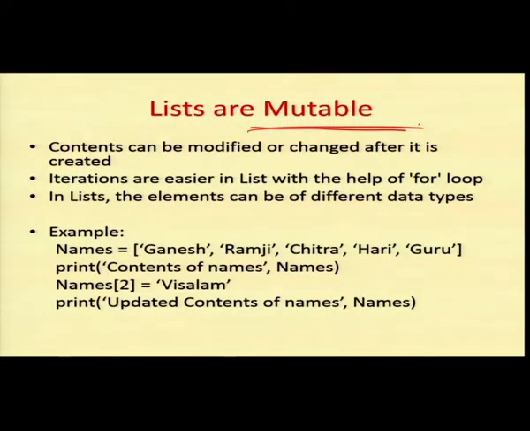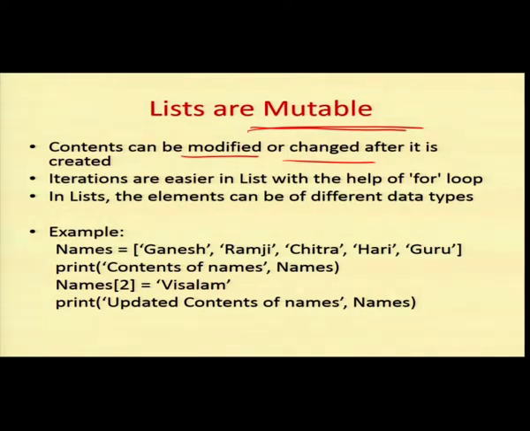Now, next, let us see an important topic. Lists are mutable. Mutable means lists can be modified or changed after they get created.